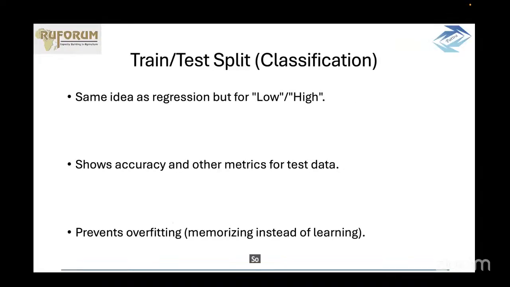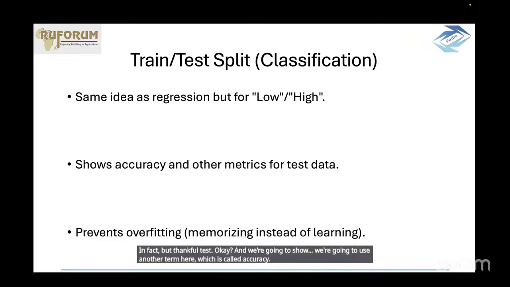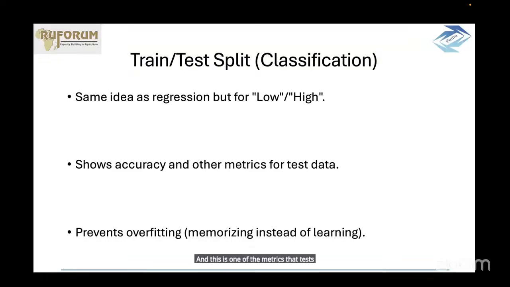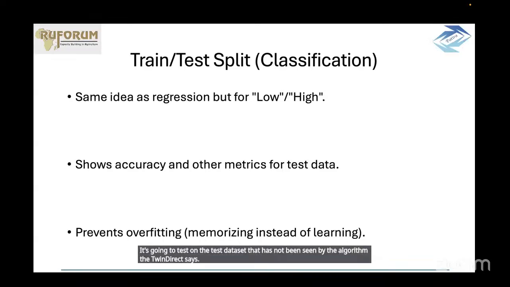So as I was saying, in classification, as we did in regression, we're going to split the data into two. We're going to do our training and test, and we're going to split 70% for training and 30% for test, okay? And we're going to use another term here which is called accuracy. This is one of the metrics that we use for testing how the algorithm that you trained, using the training data set, is going to perform on the test data set that has not been seen by the algorithm. So why do you do that?